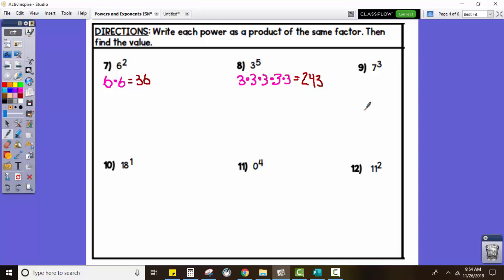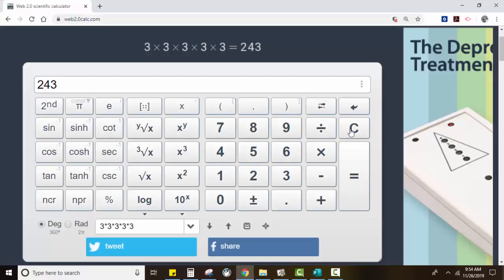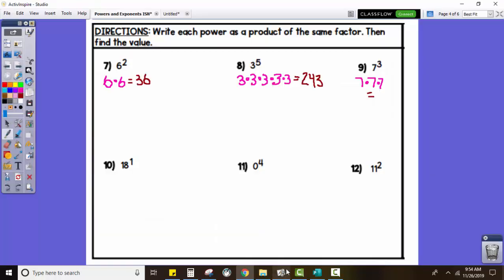Okay, number 9, 7 to the third. So I have 7 times 7 times 7, 3 times, equals 343.